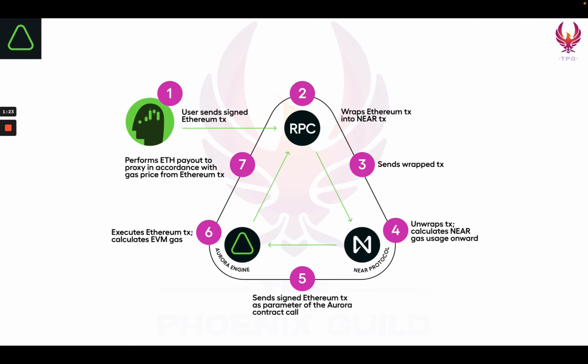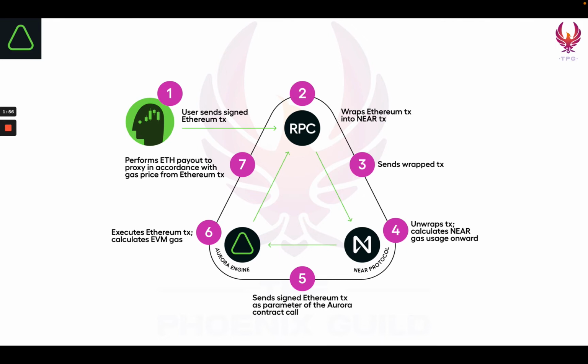The first step to that is user sends a signed Ethereum transaction on Aurora, and this goes as an RPC call to the Aurora network. The Ethereum transaction as a step 2 is wrapped into a near transaction, and this wrapped transaction is sent to near protocol, as you can see in step 4, where it is unwrapped and the gas usage is calculated.